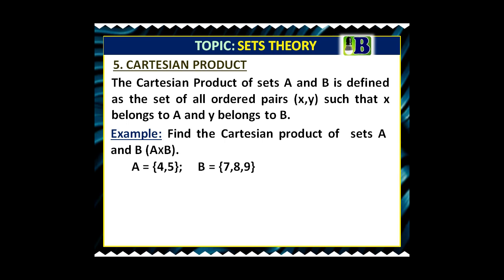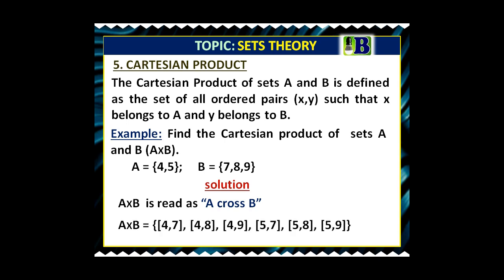that is what Cartesian product is all about: taking an element from a particular set and combining it with an element from another set. That is what Cartesian product is all about. So we use this example to explain it so that you understand it. So let's look at it. A cross B. This is the way we normally read Cartesian product. A cross B. So this is the solution.